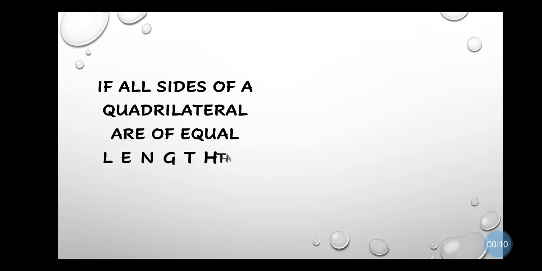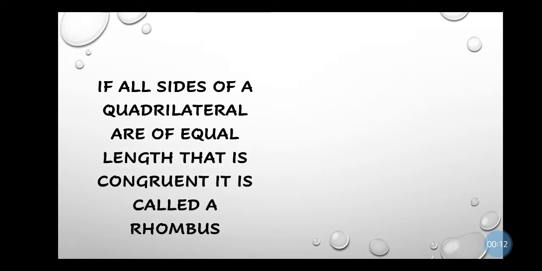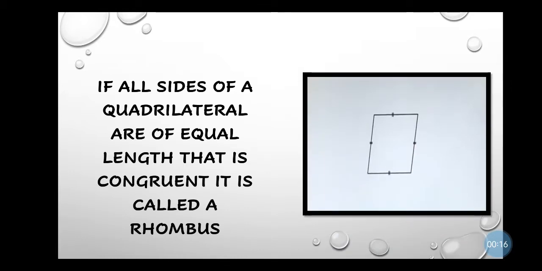So let's continue with the next type of quadrilateral, that is rhombus. If all sides of a quadrilateral are of equal length, that is congruent, it is called a rhombus. Let us learn about it, dear children, through our activity.